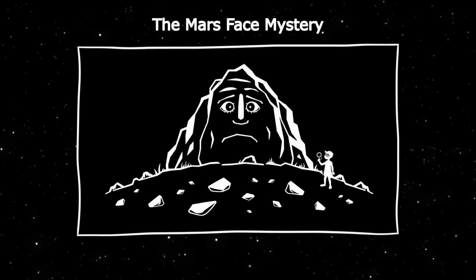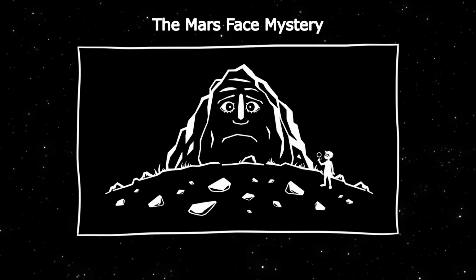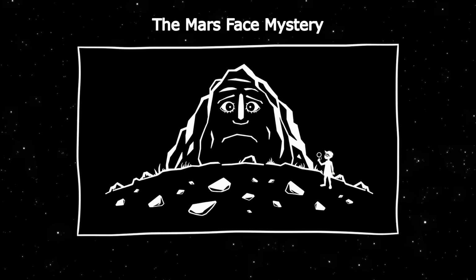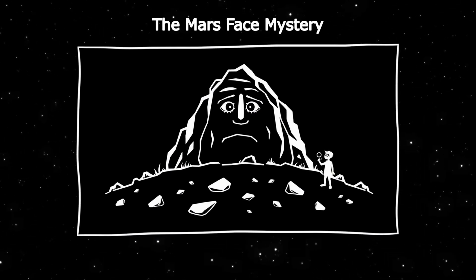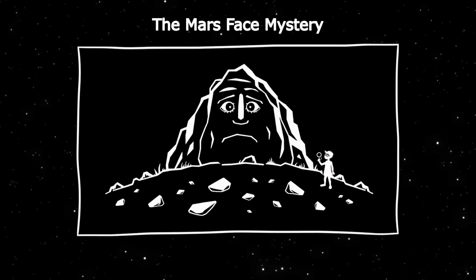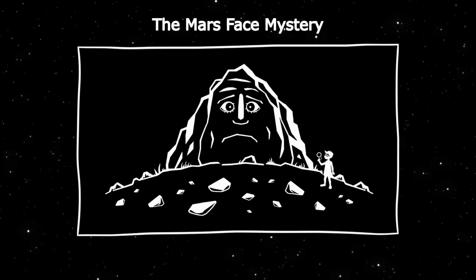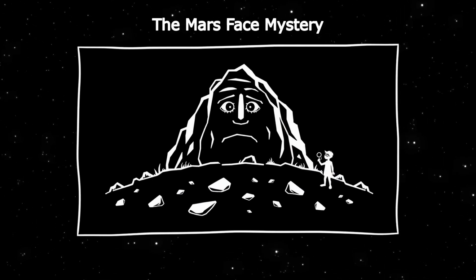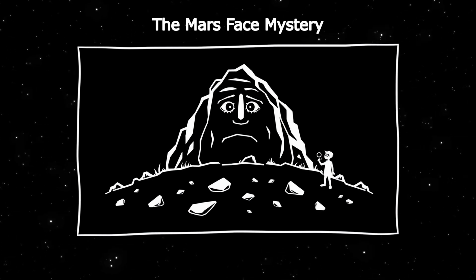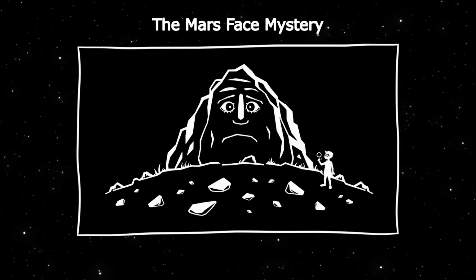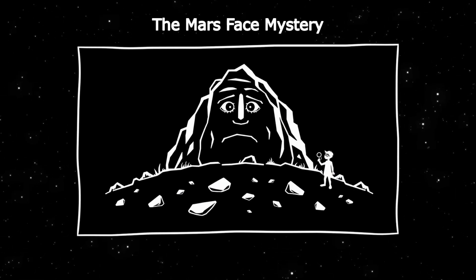In 1976, a peculiar feature on the surface of Mars caught the attention of scientists and the public alike. During the Viking 1 mission, photographs were taken of a region known as Cydonia, revealing what appeared to be a face-like formation. This intriguing image sparked a global fascination, igniting discussions about the possibility of extraterrestrial life and the existence of intelligent beings on Mars. The so-called Mars face became a symbol of mystery, a point of reference in our quest to understand whether we are alone in the universe.